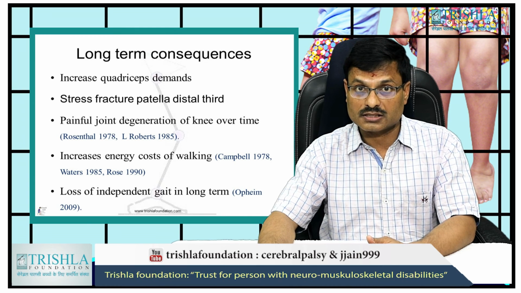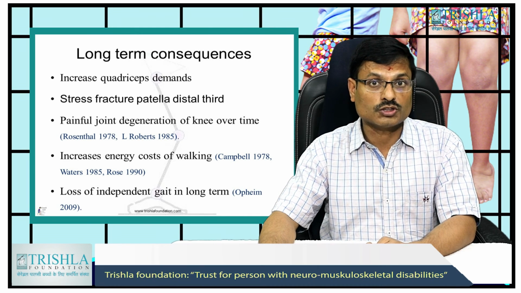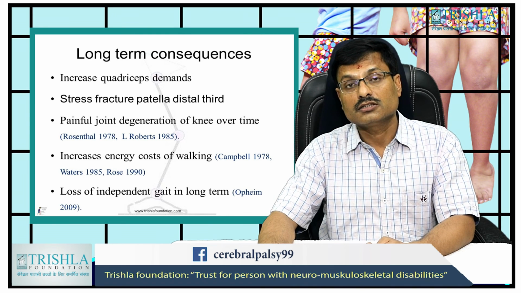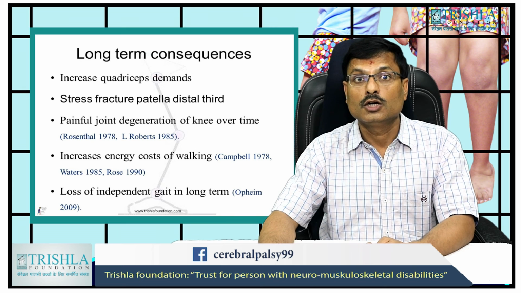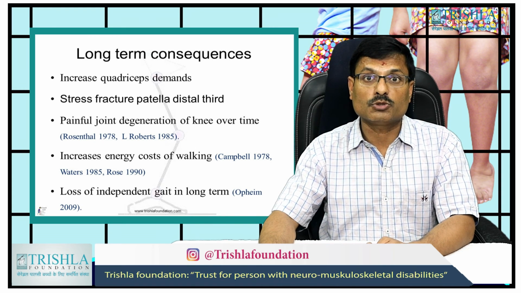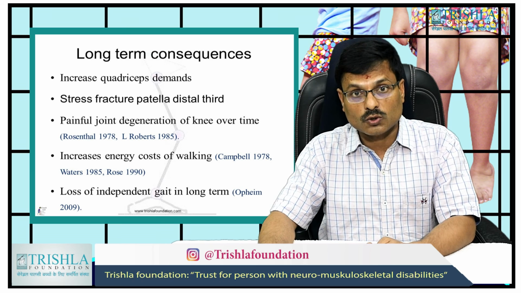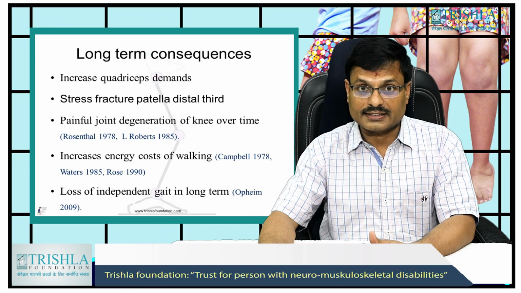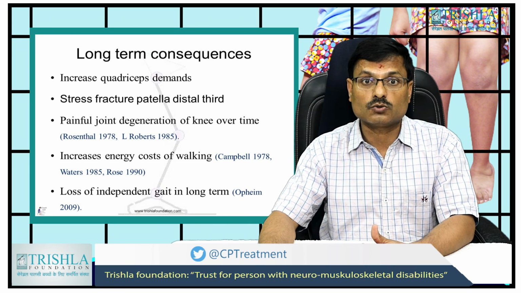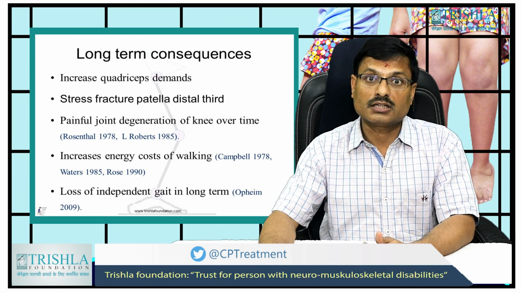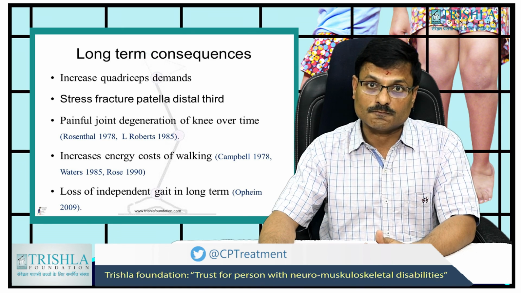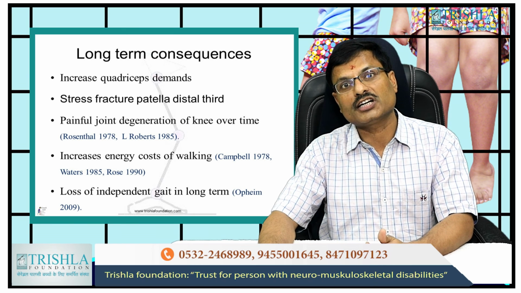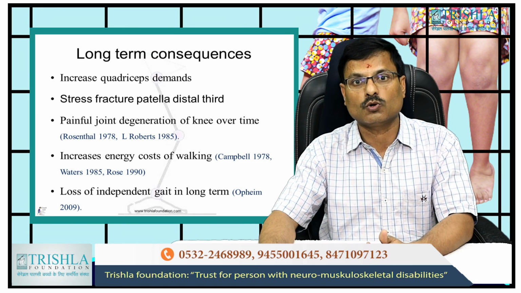So, in the last, I will tell you, this crouch gait has a very long-term bad impact on these children. This crouch gait has to be managed to have good ambulatory capability even in adulthood. What are the long-term consequences? This crouch gait increases the quadriceps demand that can lead to a high patella, that leads to a stress fracture of the patella distal third.